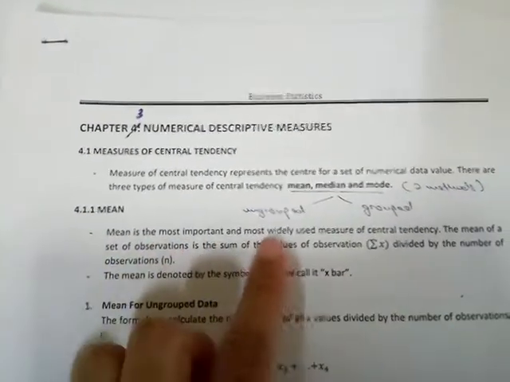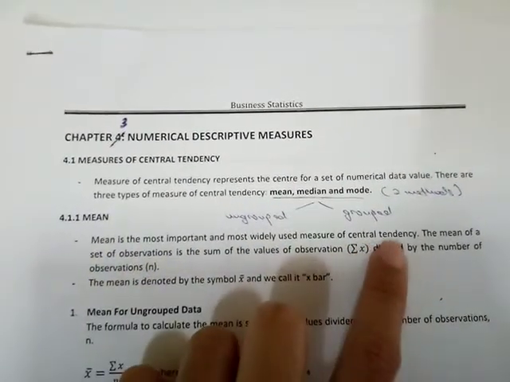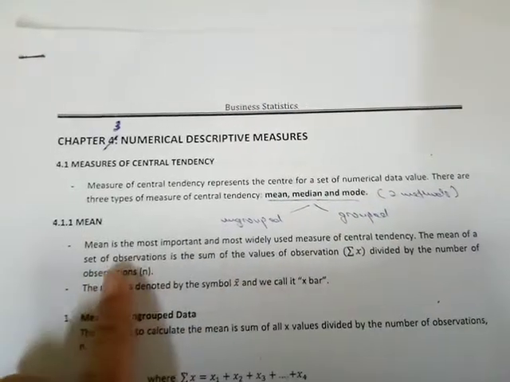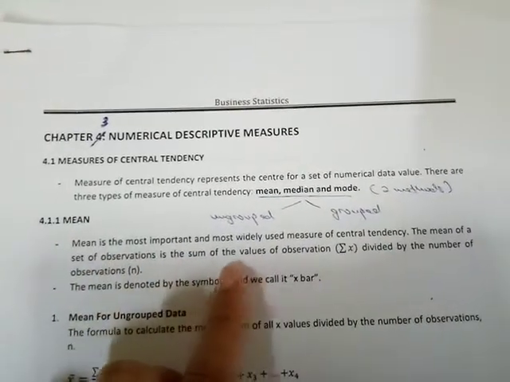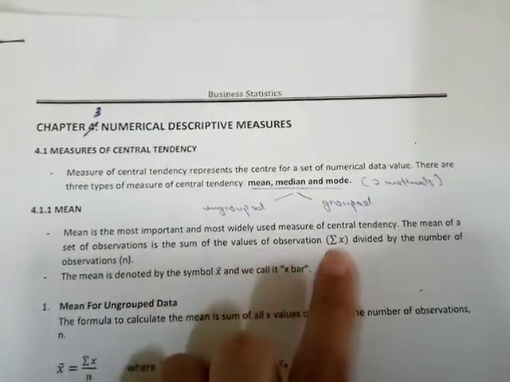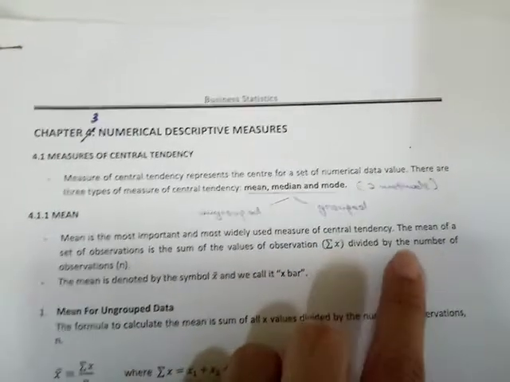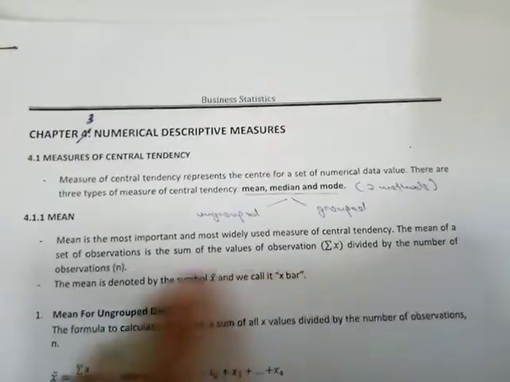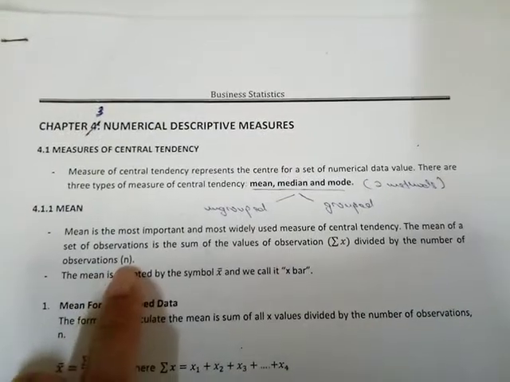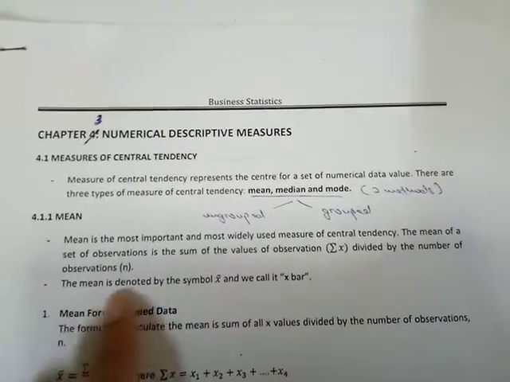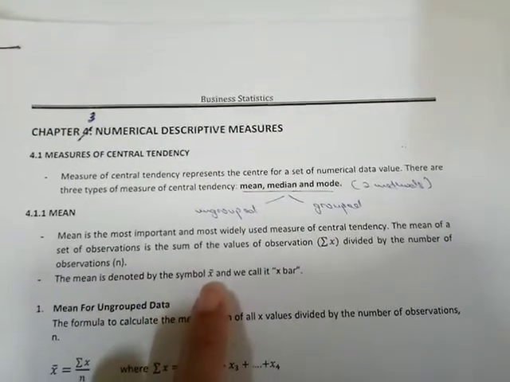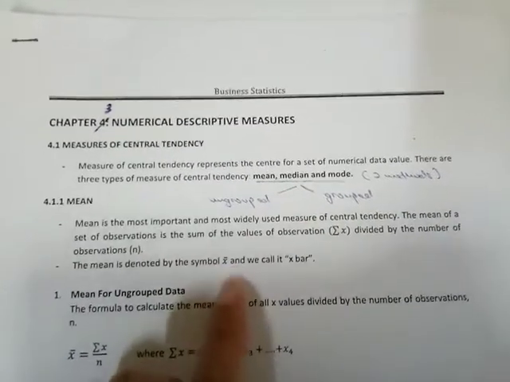is the most important and most widely used measure of central tendency. The mean of a set of observations is the sum of the values of observations, which is total x, divided by the number of observations, which is n. Okay, so the mean is denoted by the symbol x bar. Okay, we call it x bar there.